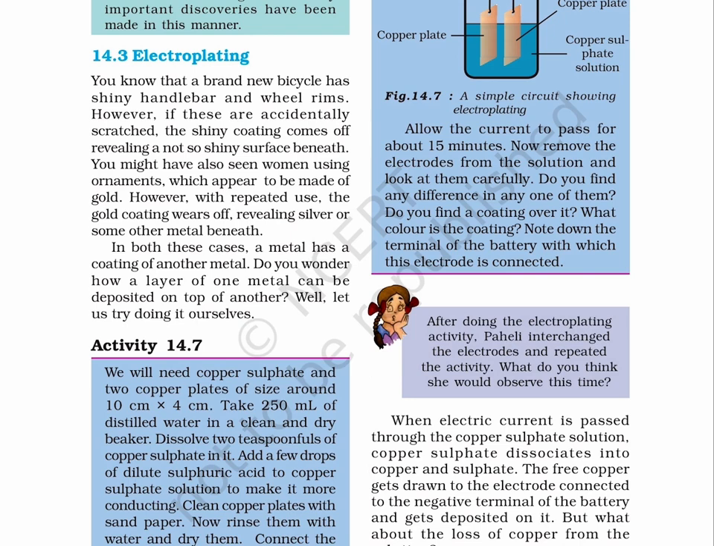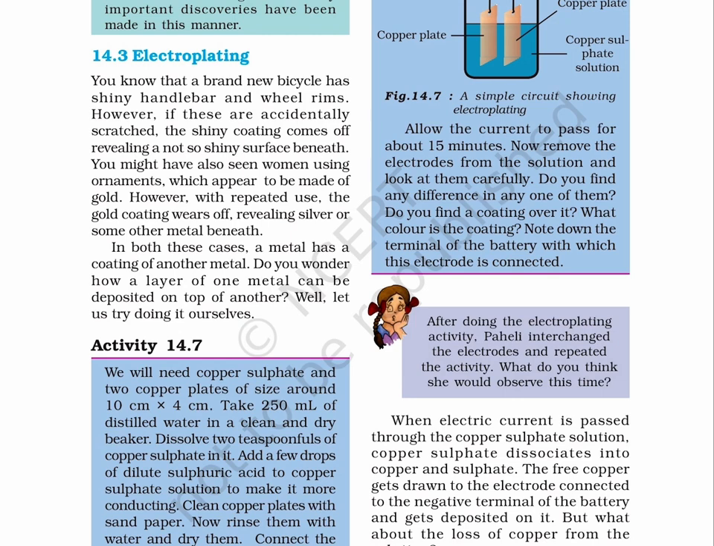14.3. Electroplating. You know that a brand new bicycle has shiny handlebar and wheel rims. However, if these are accidentally scratched, the shiny coating comes off, revealing a not so shiny surface beneath. You might have also seen women using ornaments which appear to be made of gold. However, with repeated use, the gold coating wears off, revealing silver or some other metal beneath.